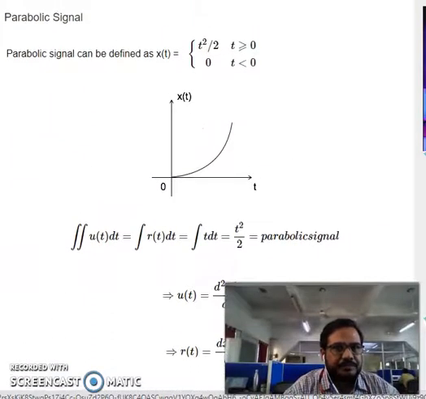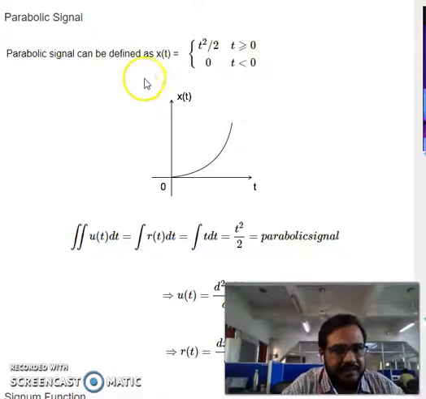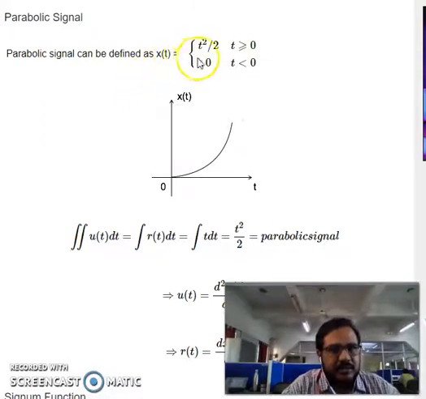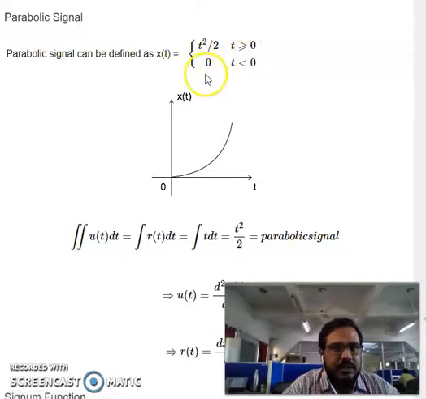Now the next signal is the parabolic signal. Parabolic signal is defined as x of t is equal to t square by 2 when t greater than or equal to 0, and is equal to 0 when t less than 0. So once you watch this you can visualize it: mathematically it is like this, and graphically it looks like this. You might have undergone a math course in first year where they teach how to sketch parabolic functions like this.